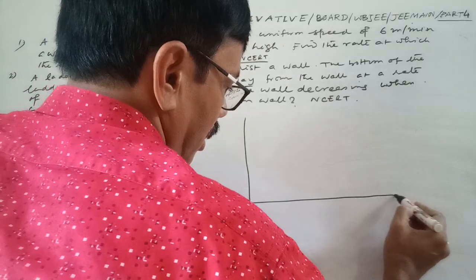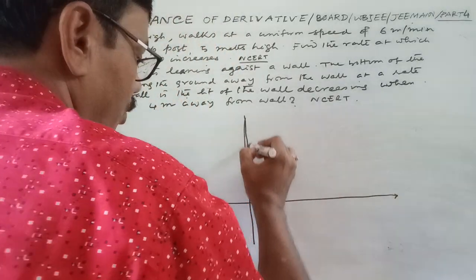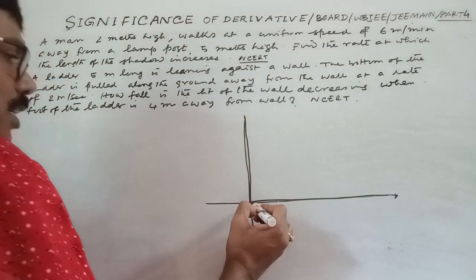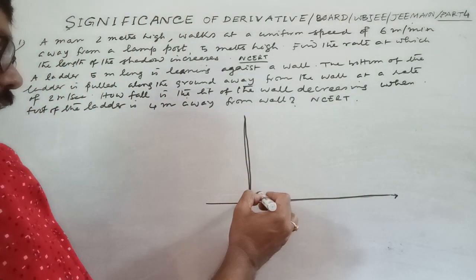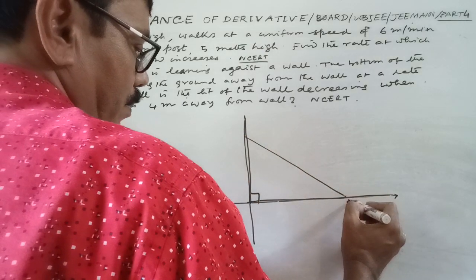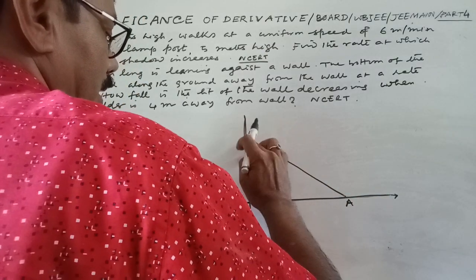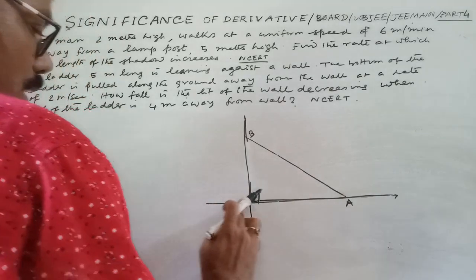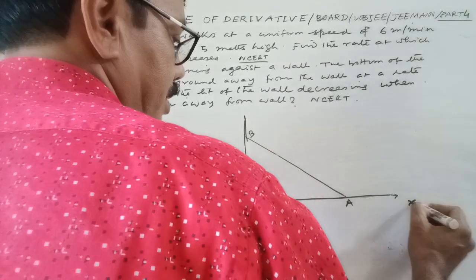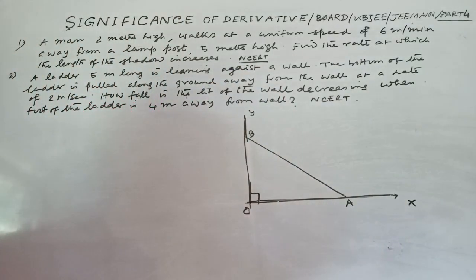Suppose there are 2 walls, this one and this one. This is the horizontal surface and this is the wall. They are perpendicular. And AB is the ladder. Now this is O, this is X, this is Y.